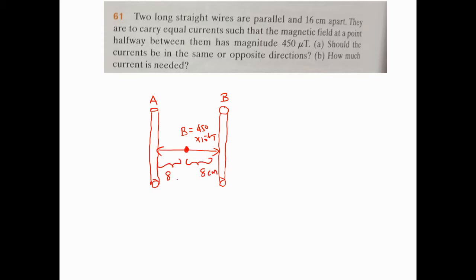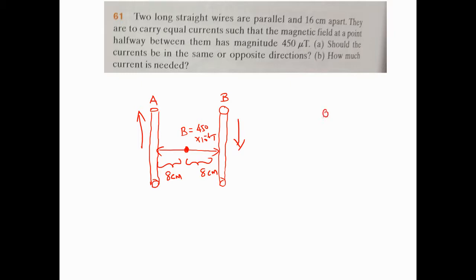So my dear, what's half of the distance between these 2? 8. Am I right? So that means in this diagram, based on the information given in the question, it's clearly mentioned one current will be flowing in this direction, another current will be flowing in this direction. Am I right? Yes, definitely.